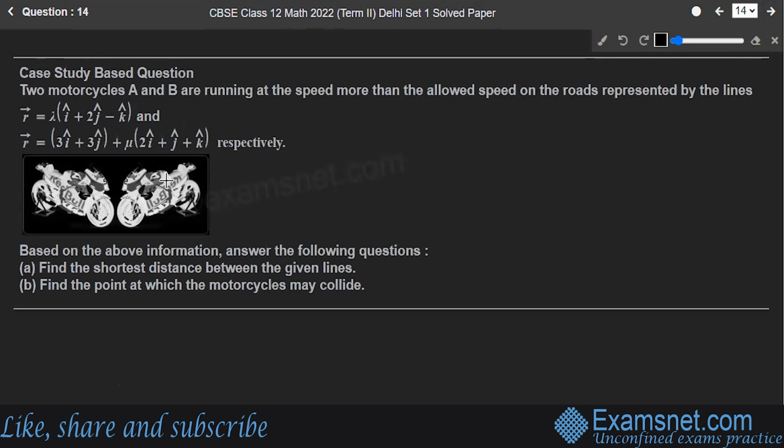Here's a case study before us. It says two motorcycles A and B are running at a speed more than allowed speed on the roads, represented by the lines this and this respectively. Now, based on the above information, you have to answer the questions. The first one is find the shortest distance between the given lines.